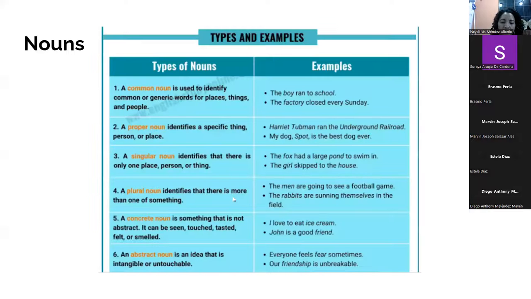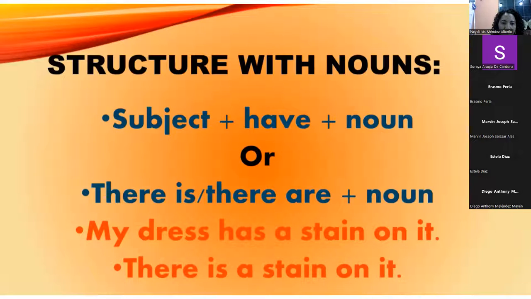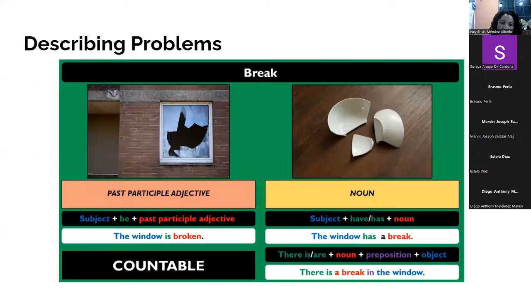And a noun, right? We had a lot of nouns: common nouns, proper nouns, singular nouns, plural nouns, concrete nouns, abstract nouns, collective nouns, compound nouns, countable nouns, and uncountable nouns. And we use the structure with nouns, right? Subject plus have plus noun, or there is, there are. My dress has a stain on it. Tiene, right? Tener, has. Or there is a stain on it, right? I bet that there is a stain on it. We can use both. And we had these exercises.